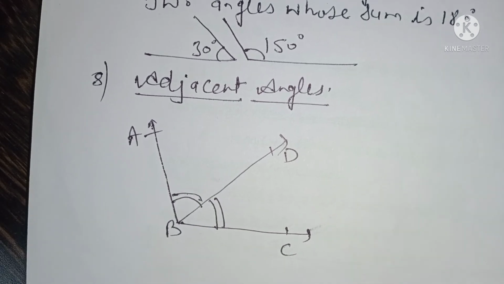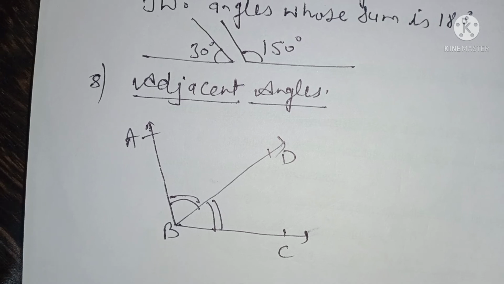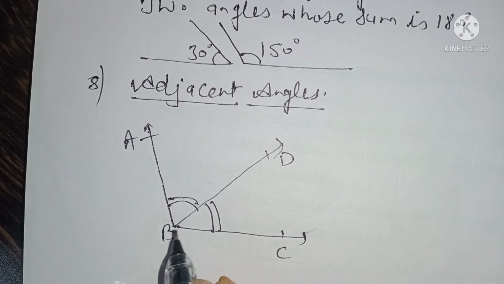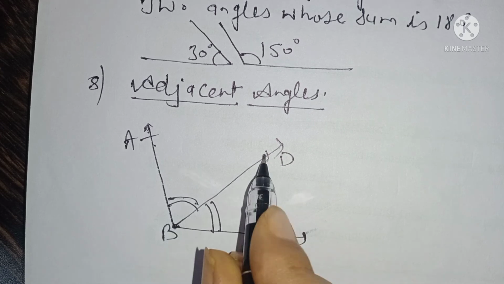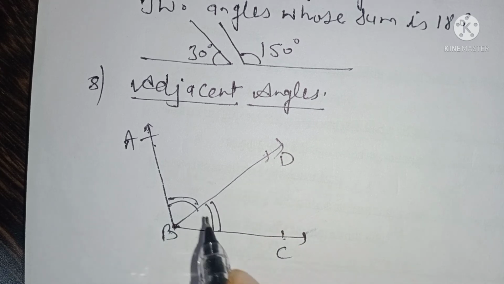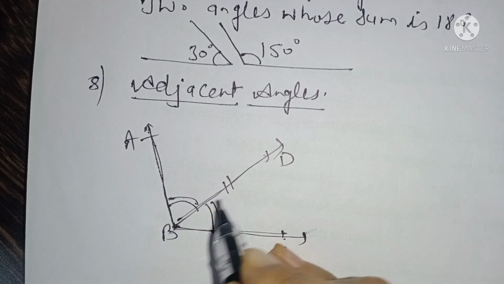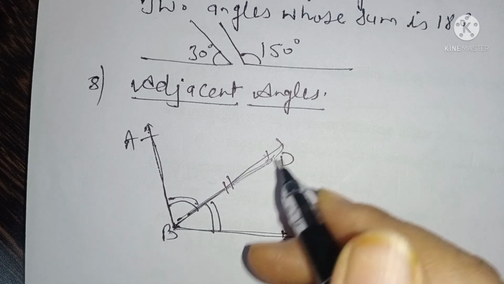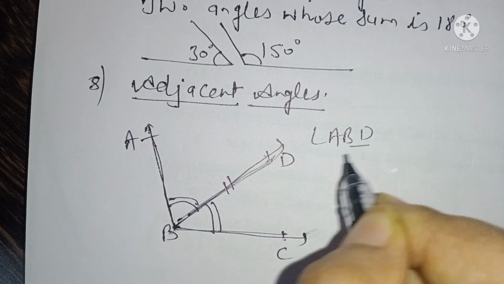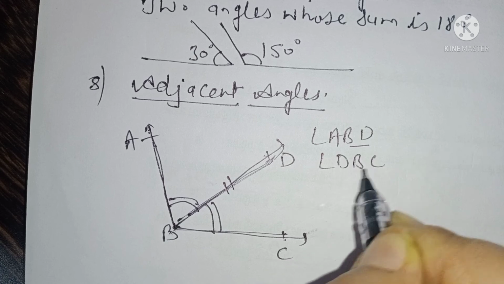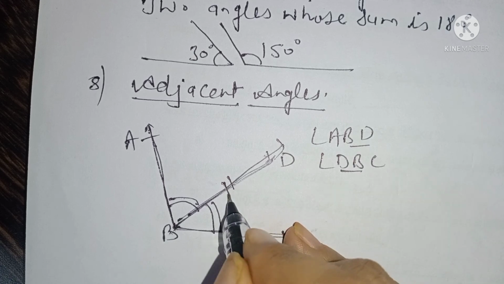For adjacent angles, the angles have to satisfy three conditions. What are they? First, two angles are adjacent if they have a common vertex. In ABD the vertex is B, and BDC also has the common vertex B, so they satisfy the first condition. Second, they should have a common arm. Here are arms AB, BD and BC. Arm BD is common, because BD is in angle ABD and angle DBC also has BD. So this arm is common.